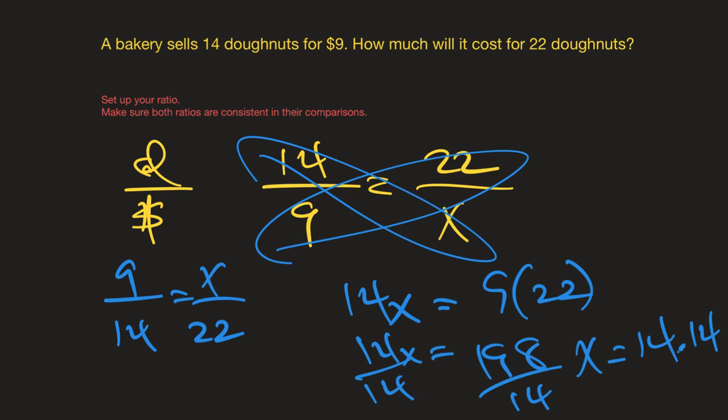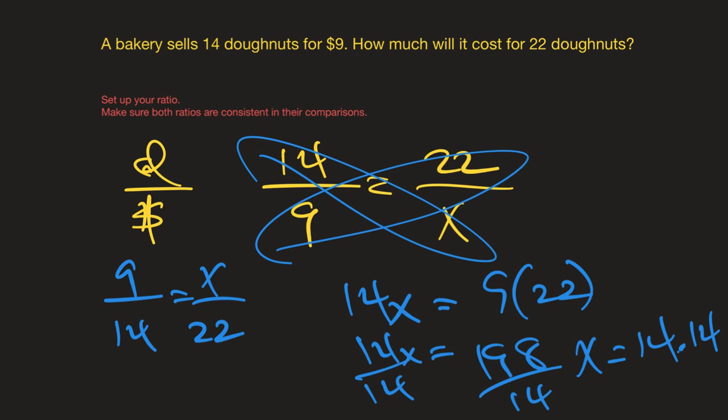So, how much money is that? Because that's what we were trying to find. How much will it cost for 22 donuts? So what is 14.14? How do we say that in dollars then? $14.14. Okay? So again, pay attention to the question. They're asking us about money. A decimal is going to be okay. 14.14 would be $14.14. That makes sense, right?